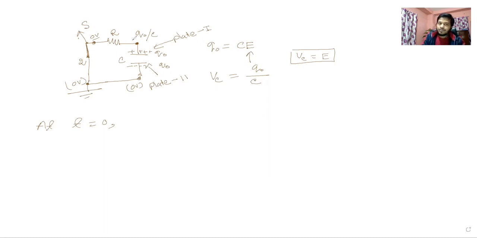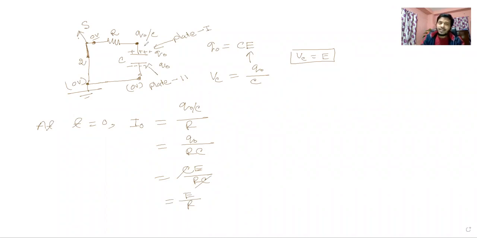Then what would be the current through this circuit? At time t equals 0, this will be our initial current, I naught. I naught equals the potential difference across resistor R upon R, so it will be Q naught by C upon R, isn't it? Then if we simplify this, Q naught equals CE, so C and C will cancel each other, and it would be equal to E by R.